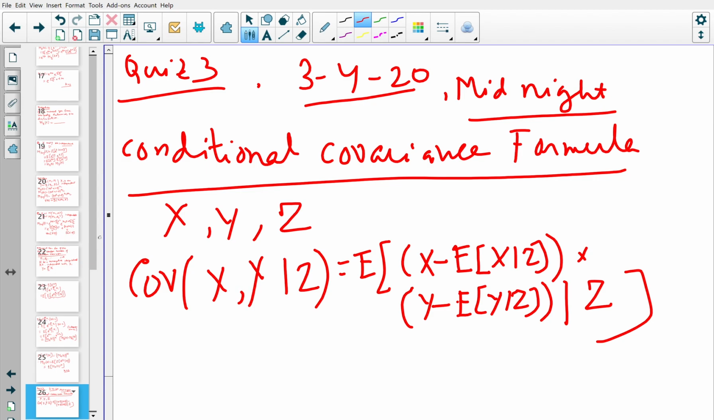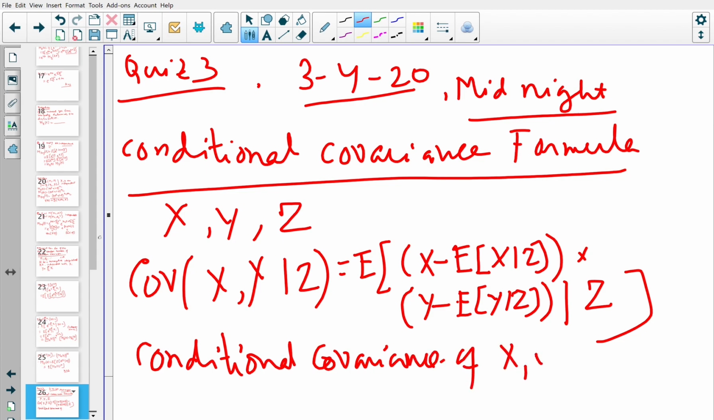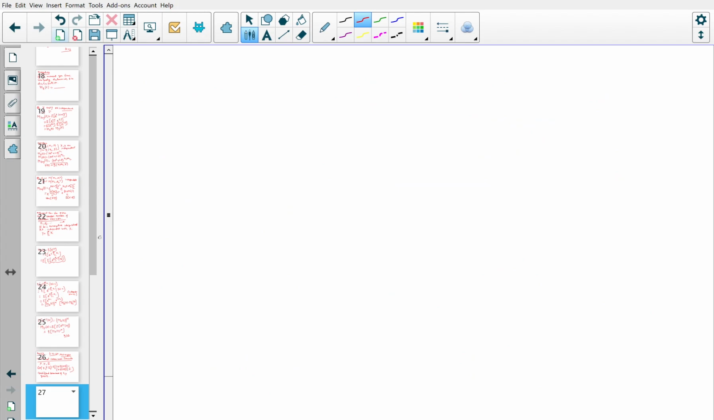The conditional covariance of XY given Z is another random variable. You remember for covariance you have X minus expectation of X times Y minus expectation of Y. Instead of that, you have the expectation of X given Z, the expectation of Y given Z, and the whole thing given Z. So this is the formula. Now with that formula you find out this.